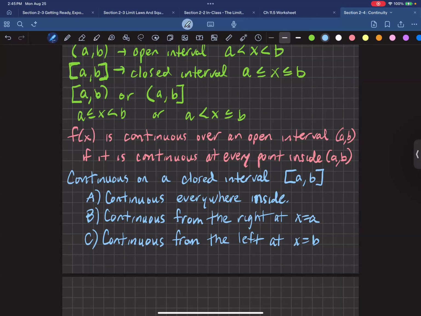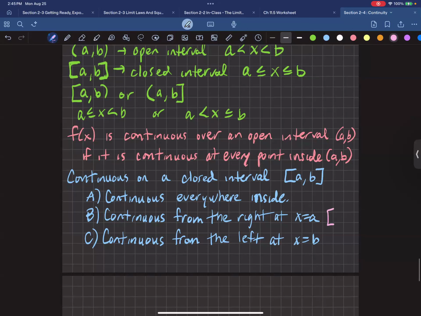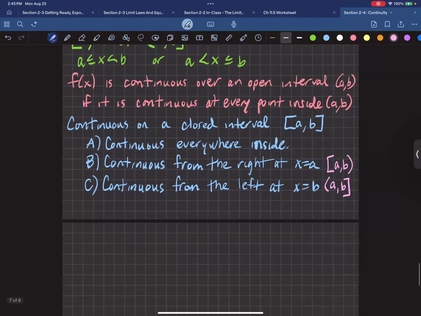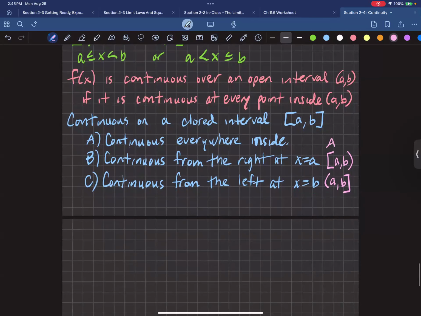And we can mix and match these for the other ones. The one with bracket a comma b needs the continuous from the right, and the a comma b bracket needs the continuous from the left, even though it's not really a closed interval. So also these.